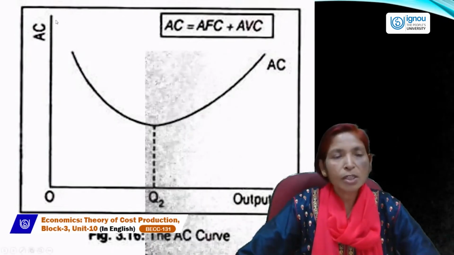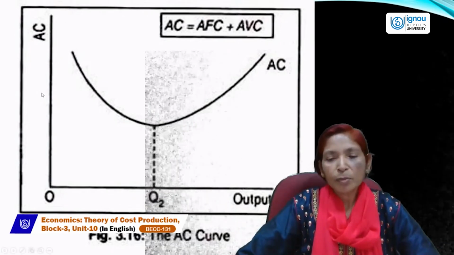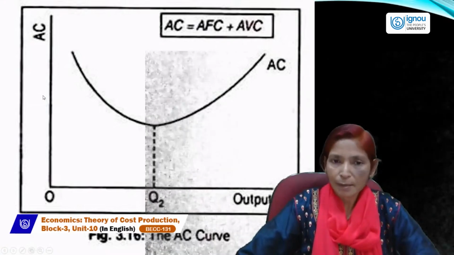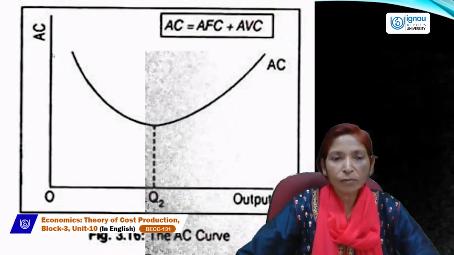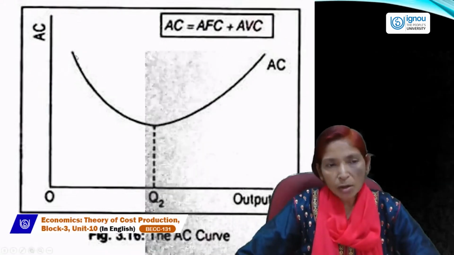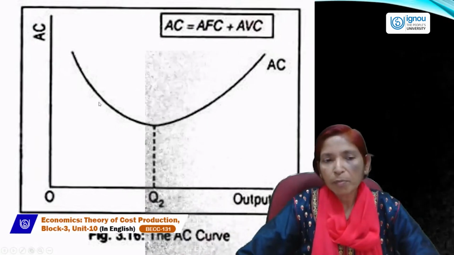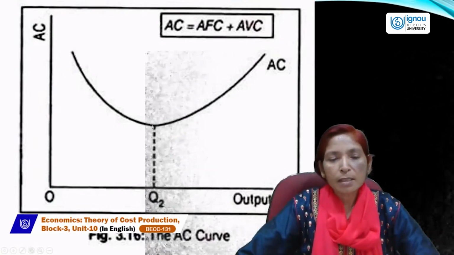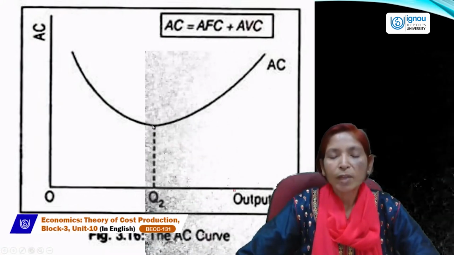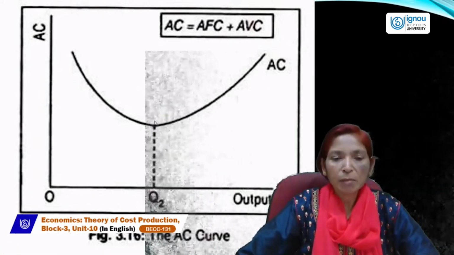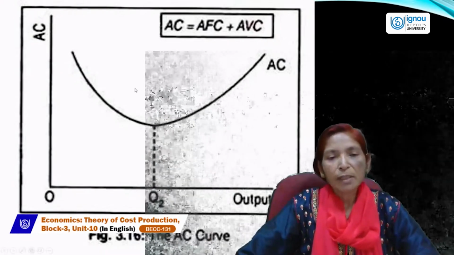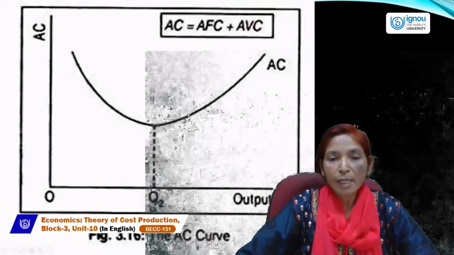And in each diagram, we will write output on the x-axis and we will take cost on the y-axis. So this is the AC curve, which is always a U-shaped curve. In this diagram, cost is decreasing in the beginning. After that, at this minimum point, cost is very minimum. At Q2 point, cost is minimum, and after that the cost curve starts rising.